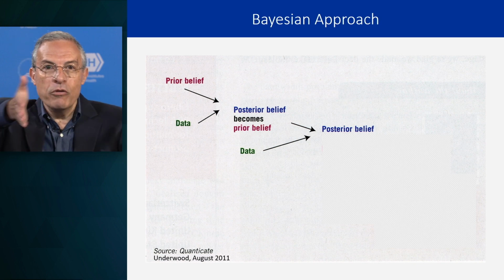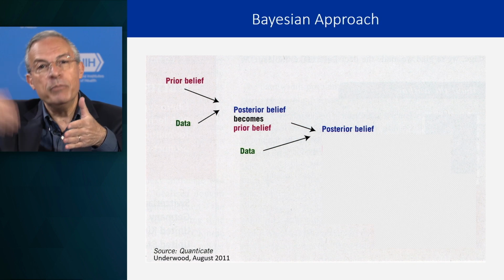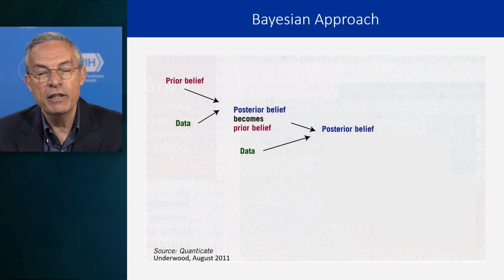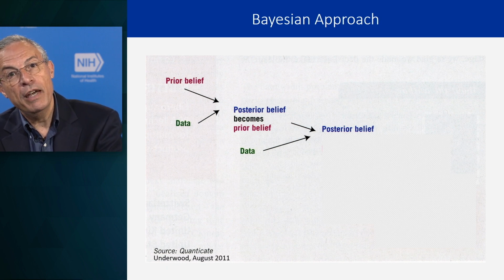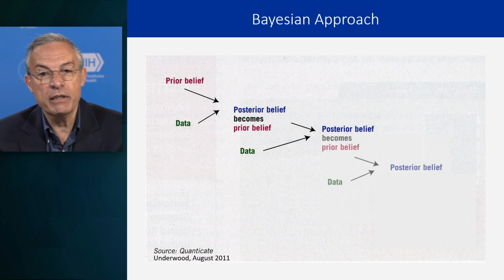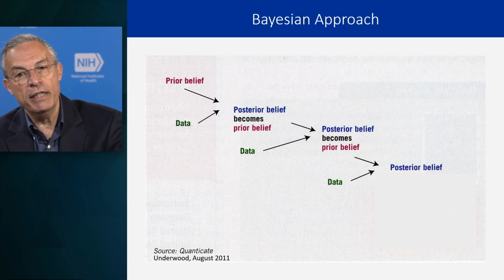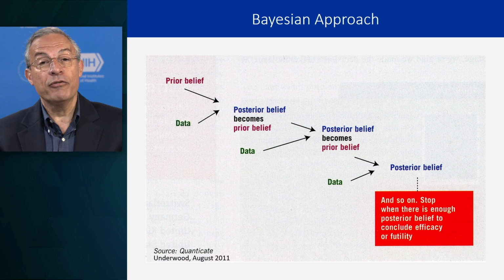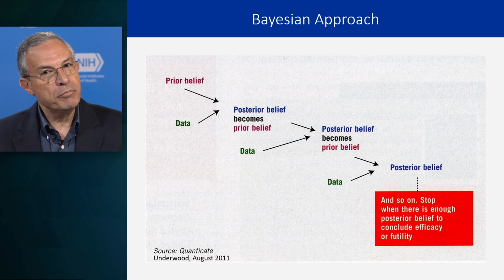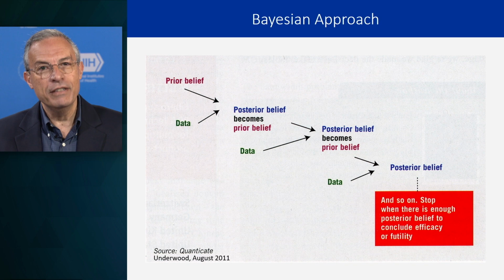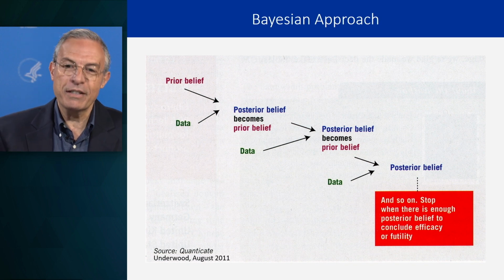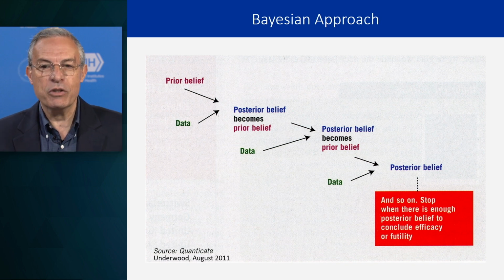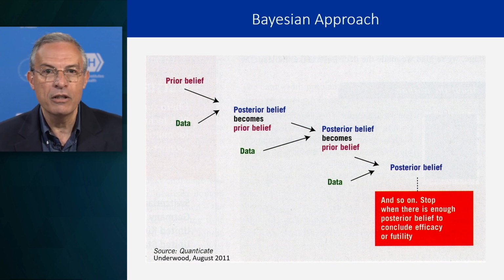But then the posterior belief becomes prior belief. So as you're moving, you're learning and updating, and learning and updating. So the posterior belief becomes the prior belief. And then you get new data, and then you update, and you get a posterior belief, which becomes a prior belief, more data, posterior belief. And so on, until in life you never stop, but in clinical trials and in biostatistics, you do biomedical research, you do stop when there's enough posterior belief to conclude efficacy or futility.